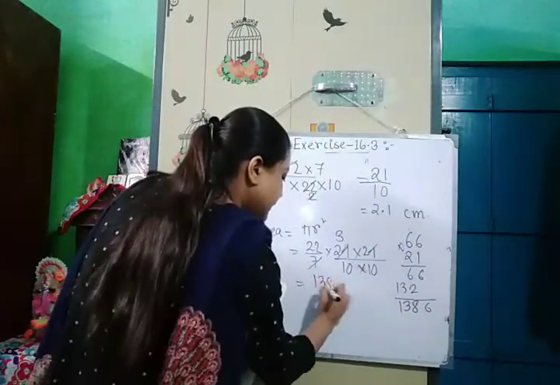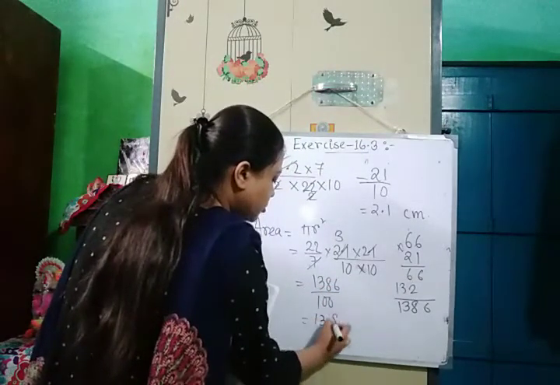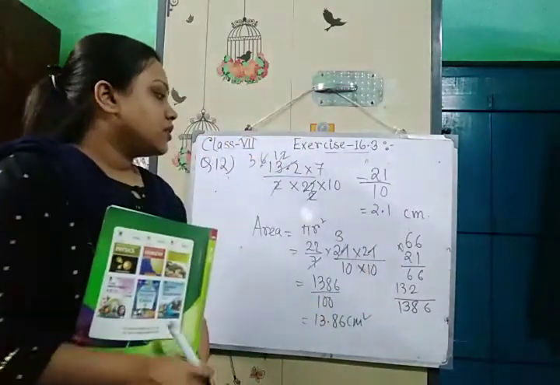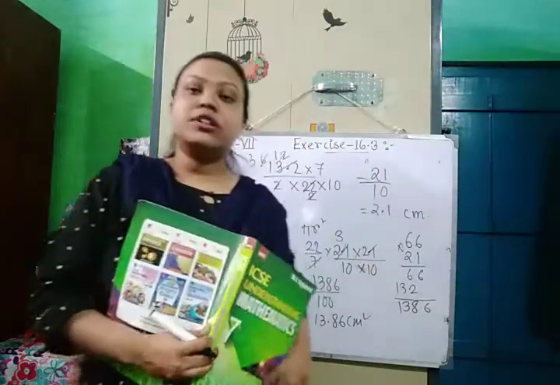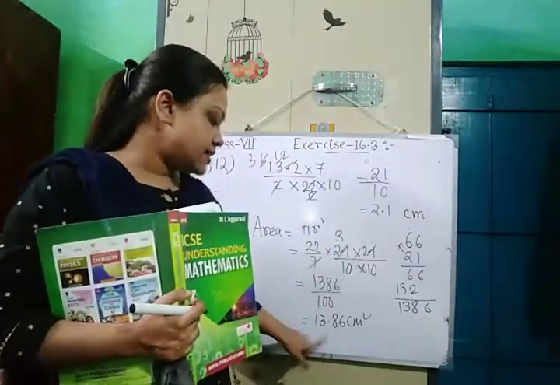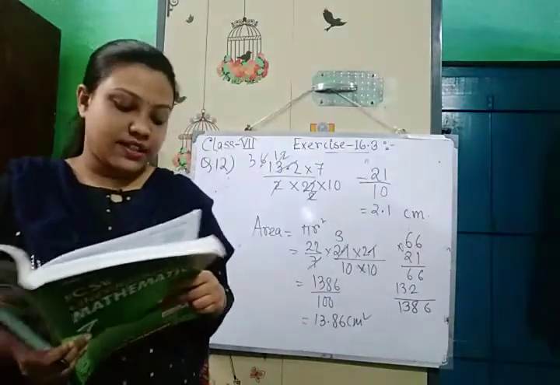So it's 1386 divided by 100. That means 13.86 centimeter square is the area of the circle. So the radius of the circle is 2.1 centimeter and the area is 13.86 centimeter square. Okay. So this is done.